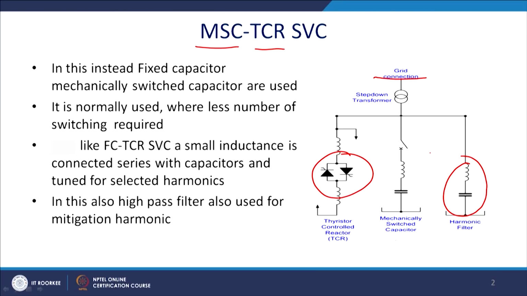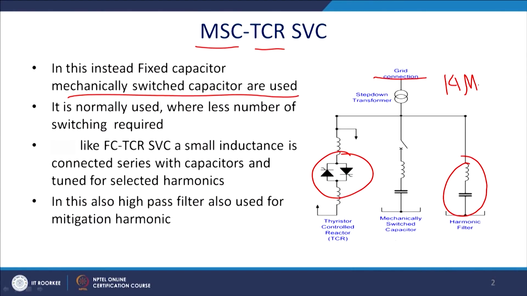Here, instead of the fixed capacitor, mechanically switched capacitors are placed. There is an advantage of it, because you can connect and disconnect instead of connecting permanently with the voltage stress, and it is normally used where we require less switching, because you know that there is a constant var, let us say around 14 MVA.